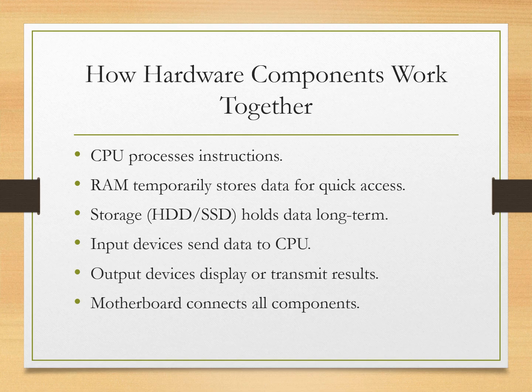Storage devices like hard drives and SSDs hold data permanently. Things like your files, programs, and the operating system. Input devices such as a keyboard or mouse send data and commands into the system which the CPU processes. Once the data is processed, output devices like a monitor or printer display or present the result to the user. Finally, the motherboard ties everything together. It connects the CPU, RAM, storage, and all input-output devices so they can communicate efficiently.